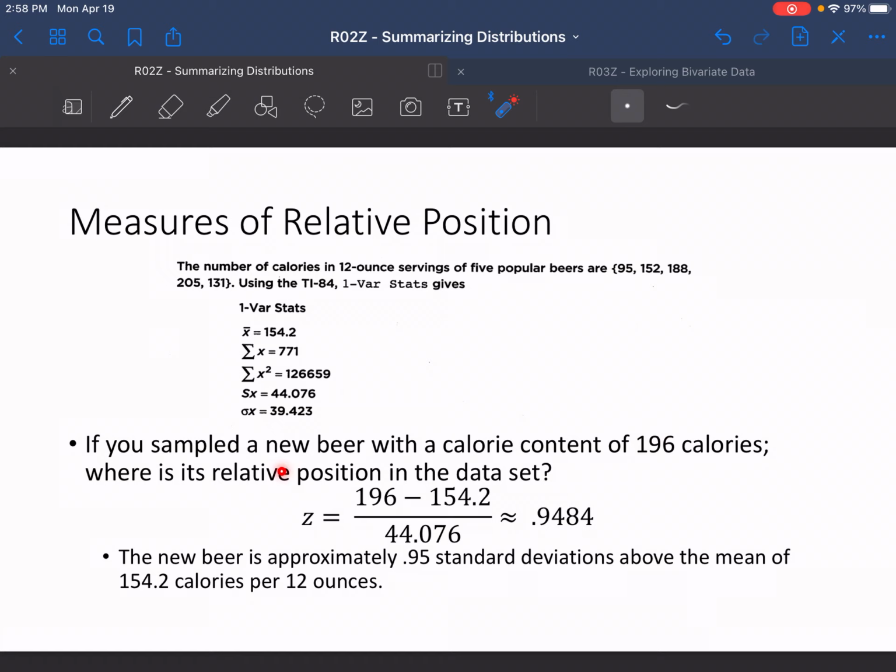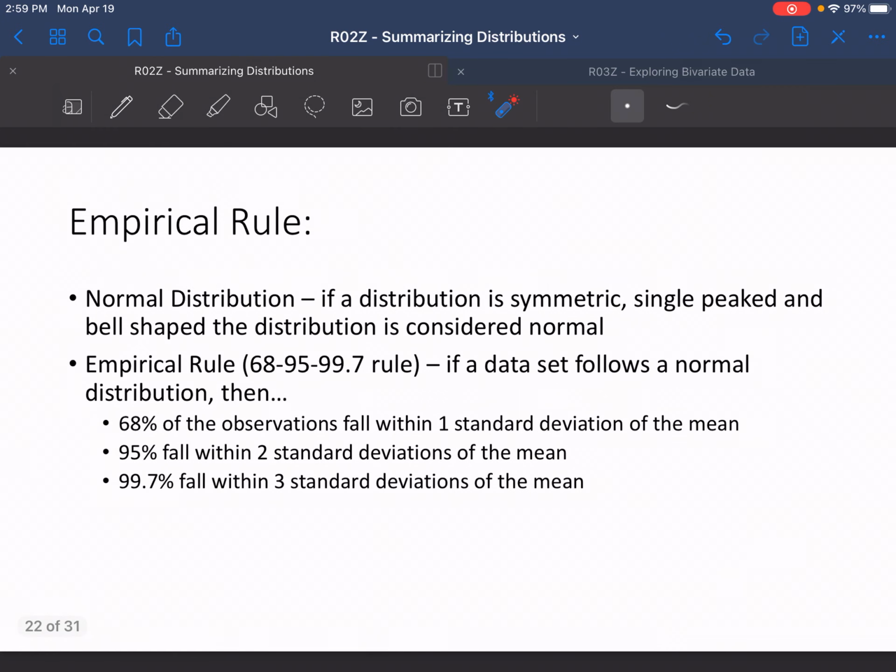So if we're asked, if we sampled a new beer with a calorie content of 196 calories, where is its relative position in the data set, or where is its standardized score, something along those lines, then we would need to calculate for z in this case. So we're given a value of 196 calories, so we would take 196 minus our mean of 154.2, which we found right here, divided by our standard deviation of 44.076 to give us a z-score of 0.9484. So we would say in context that the new beer is approximately 0.95 standard deviations above the mean of 154.2 calories per 12 ounces.